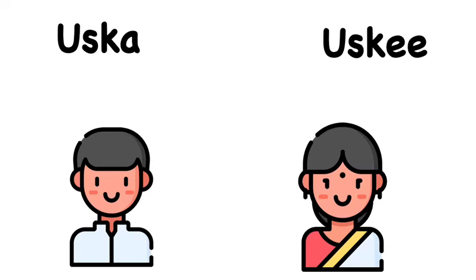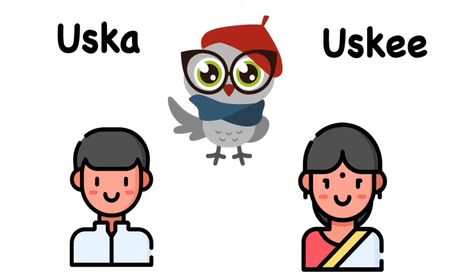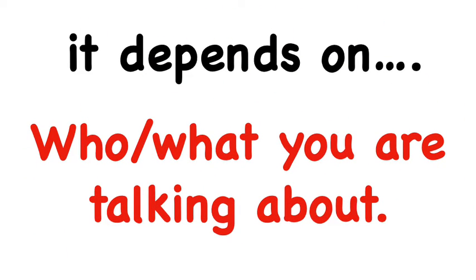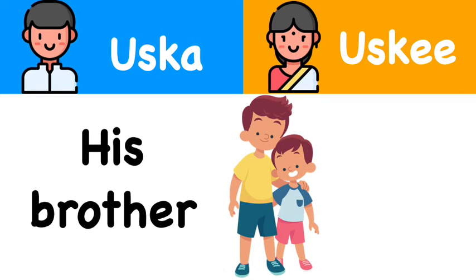Now, you might be thinking, Auntie, I think it's time to call obvious ullu because it's super obvious that uska means his and uski means hers. But is it obvious? I think there's more to it than that. Remember what you've learned from our previous possessive pronoun lessons. Which one you use depends on who or what you are talking about.